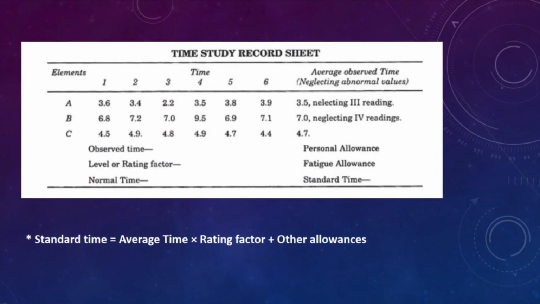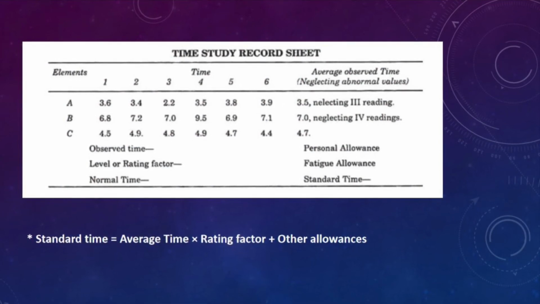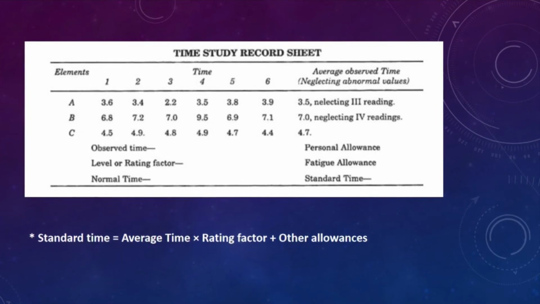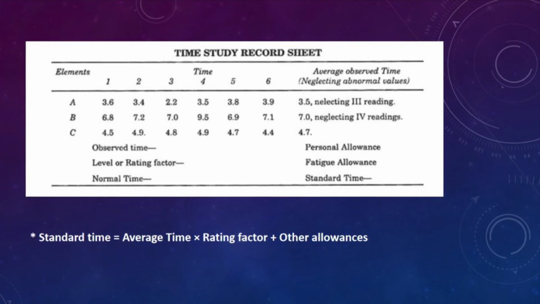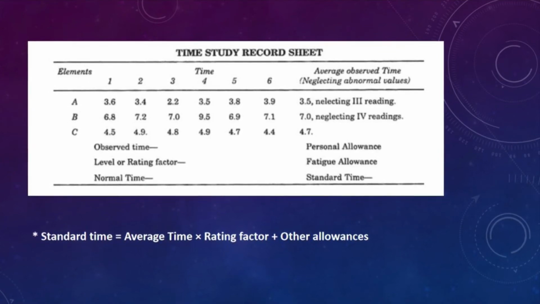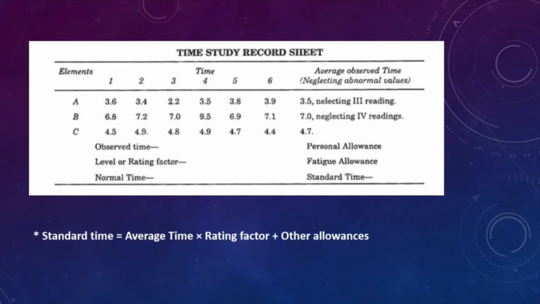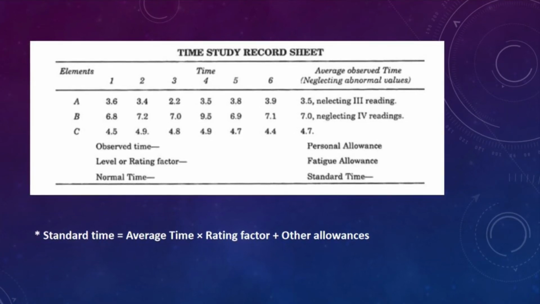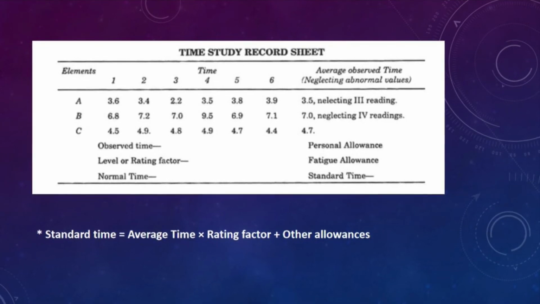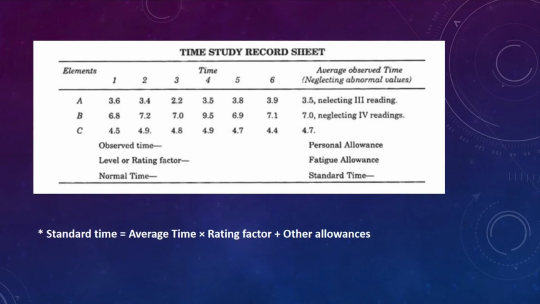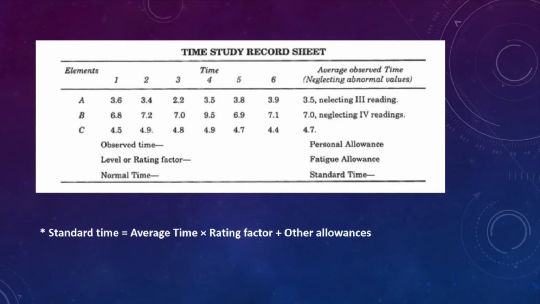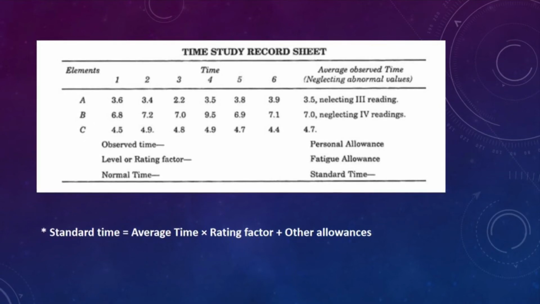And for the other part, the figure shows the time study record sheet, for example, the element time and average observed time. The figure includes the observed time, rating factor, normal time, personal allowance, and fatigue allowance. The standard time can be summarized with the formula: average time times rating factor plus other allowances.